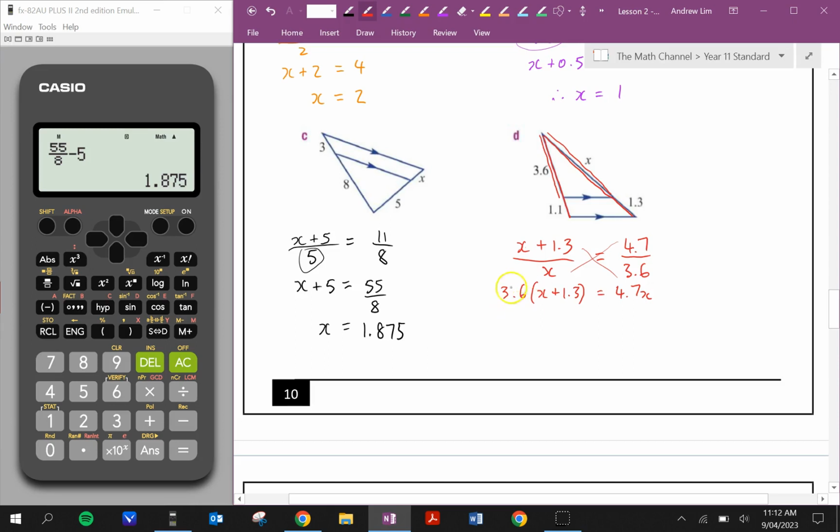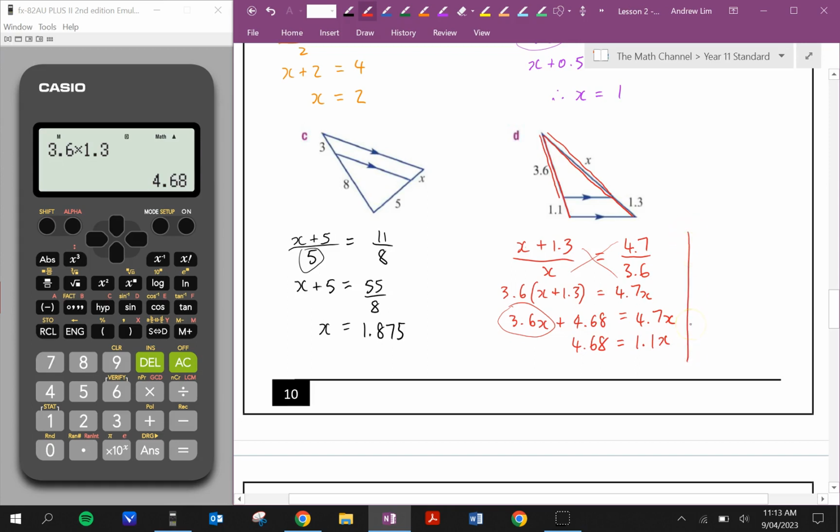Now I'm just going to expand the brackets. We've got 3.6x plus, what is 3.6 times 1.3? 4.68. That's going to equal 4.7x. And so now I've got x on both sides of the equal sign of the equation. I'm going to get rid of the smaller one. I'm going to minus 3.6x from both sides. So that'll leave me with 4.68 on the left and 1.1x on the right.